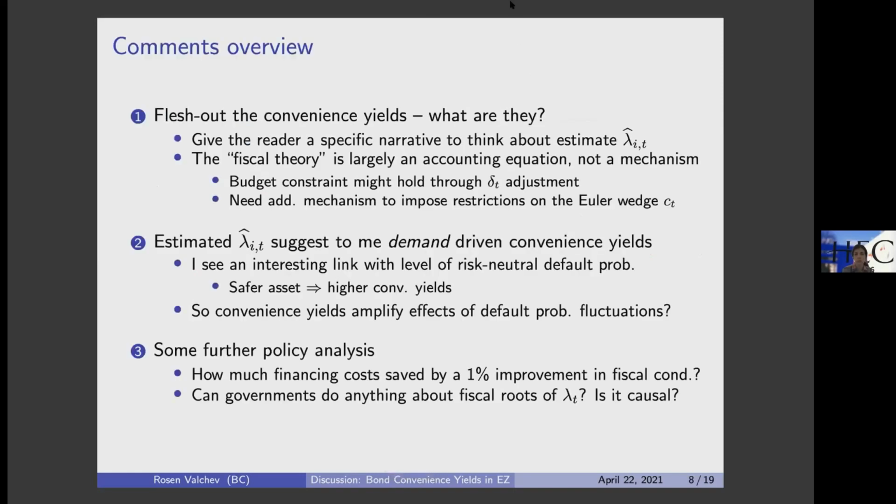Okay, so what are my comments? I think it's a great paper, but I wanted to get some more tangible sense of what these convenience yields are. I think the fiscal theory is a nice additional restriction on convenience yields, but it's not really a theory of it because you still have this wedge in the equation that's unexplained. So the theory of the convenience yield really must tell me why investors are happy with this valuation of the bond.